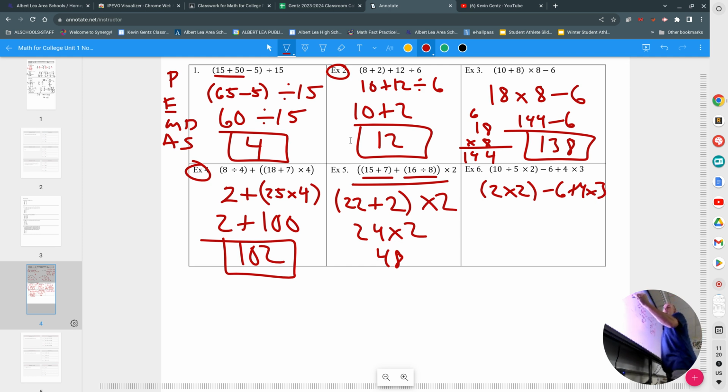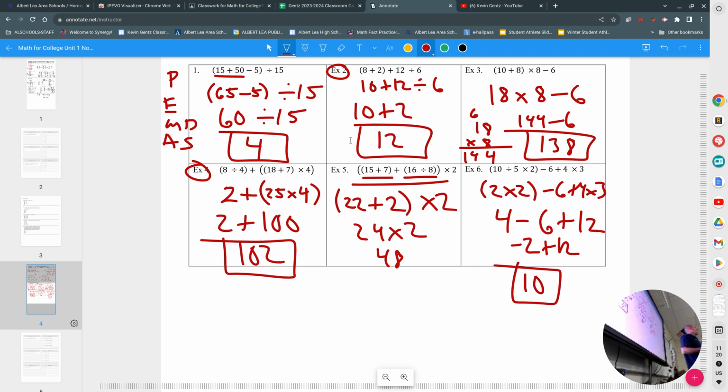Now I can do the 2 times 2 to get 4 minus 6 plus 12. Might want to do the 6 plus 12, but you can't. You have to go left to right. Addition and subtraction have the exact same hierarchy. So 4 minus 6 is negative 2 plus 12. That is going to be a positive 10. Positive 10 is that result.